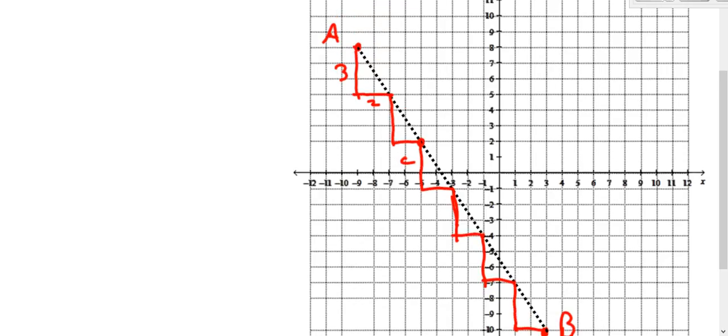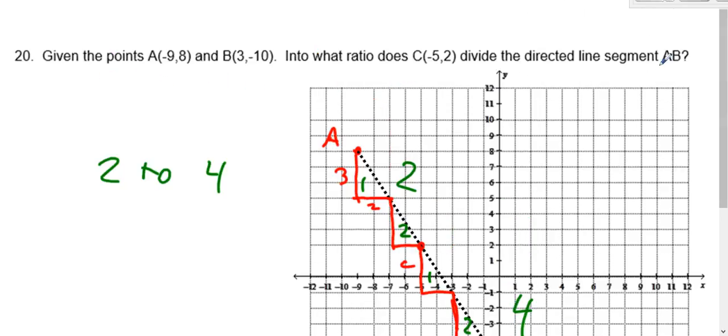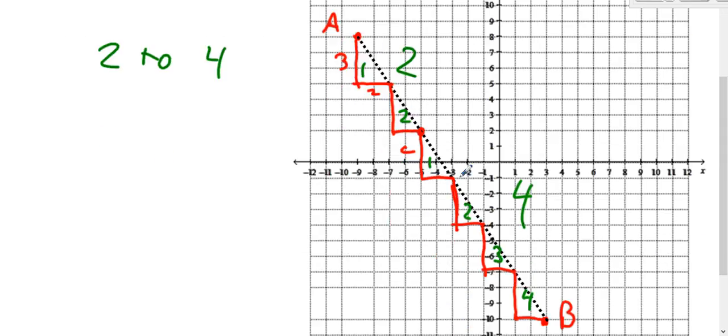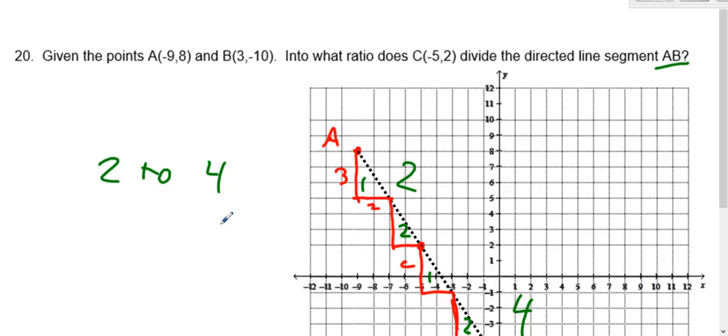So you just need to count how many times the slope was done on the left side. So that's 1, 2. And how many times it was done on the right side. 1, 2, 3, 4. So that's a 2:4 ratio, which isn't really proper. Now, when you're writing your ratio, make sure, since it says A first, you start with A. There's 2 on the side of A and 4 on the side of B. But 2:4 is not really a proper ratio. You need to reduce that as if it were a fraction, because ratios are fractions. So that's a 1:2 ratio.